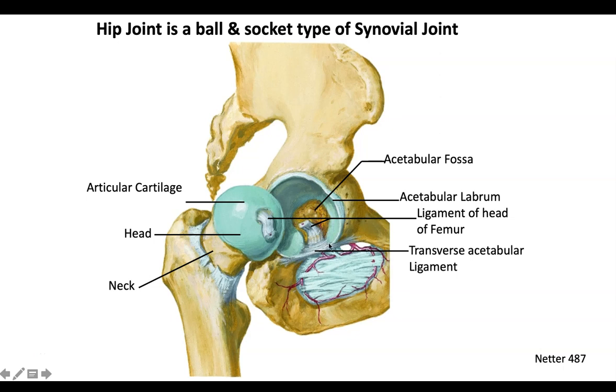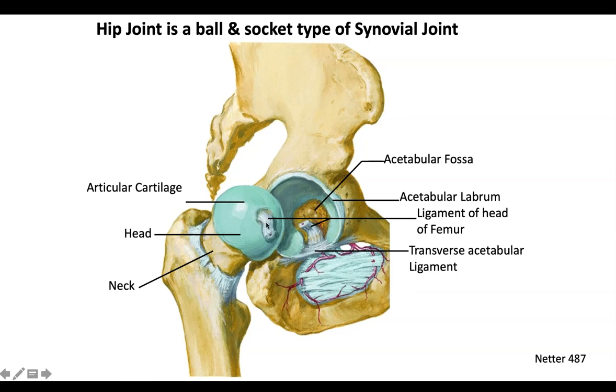And at the acetabular notch, there is a ligament in between the ends of the acetabular labrum. This is called the transverse acetabular ligament. In the acetabular notch there is also the small ligament of the head of the femur. Its base is attached to the transverse acetabular ligament, and the other end is attached to the pit or fovea, which lies centrally on the head of the femur.